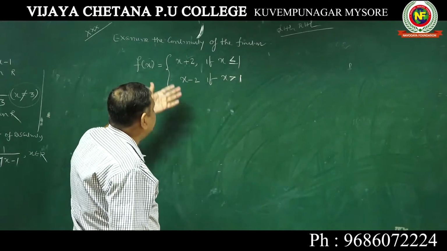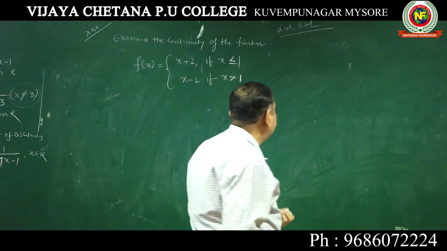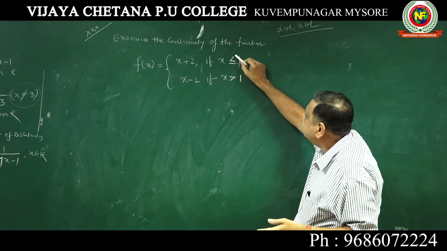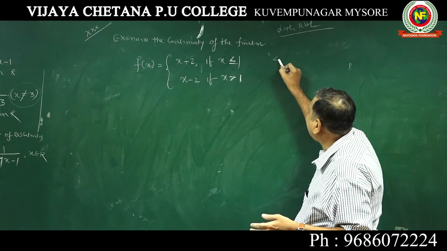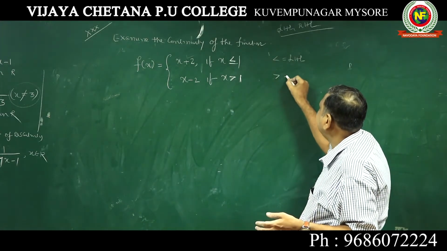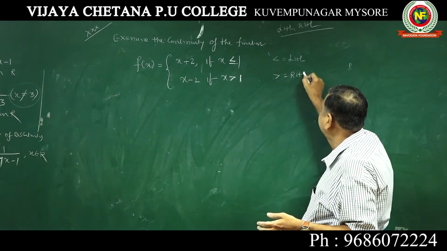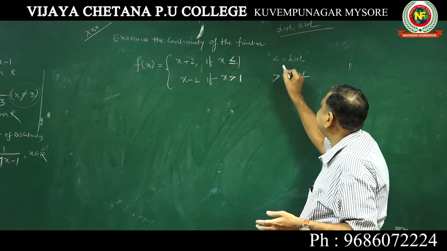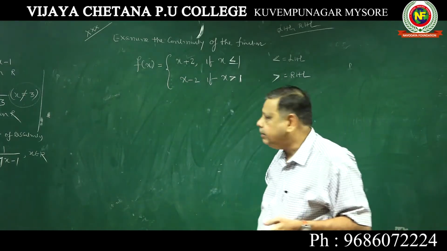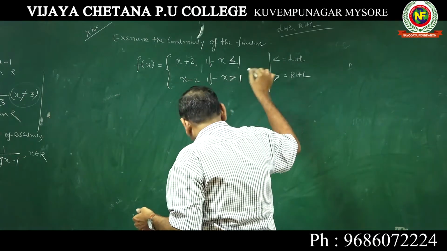Then we should go for condition 2, take the left hand limit, take the right hand limit. When taking the left hand limit, where there is less than, always please note down: less than means left hand limit, greater than means right hand limit. Please note this. Less than means left hand limit, greater than means right hand limit. Please note these 2 things.